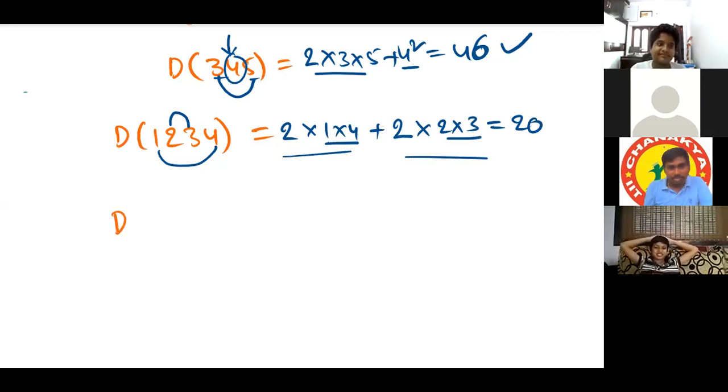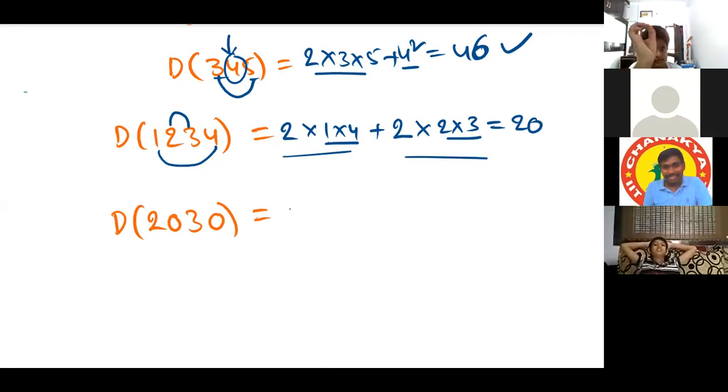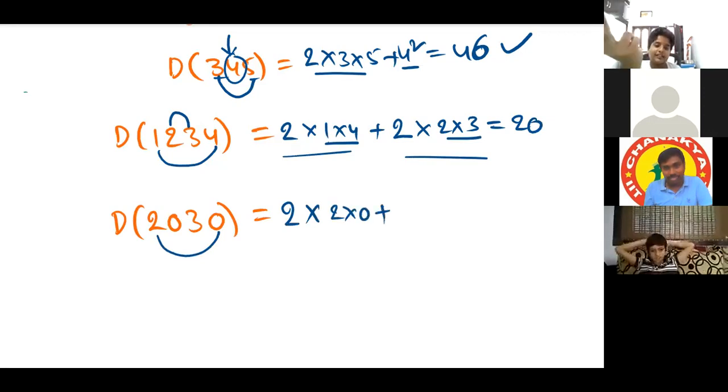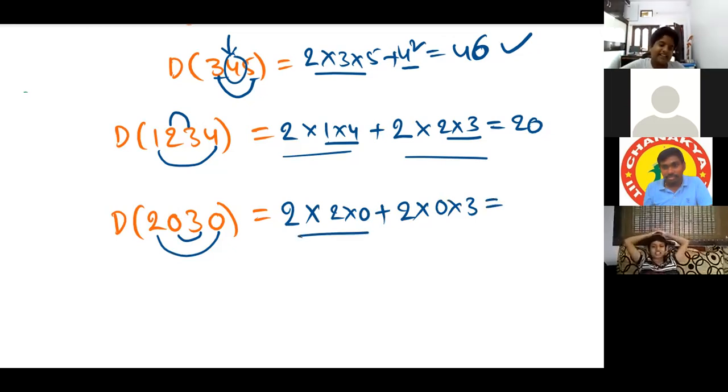Now tell me what is the duplex of 0, 3, 0? 2 times 0 into 0, plus again 2 times 0 into 3, and 3 into 0. It is how much? This is 0, this is also 0. Overall it is 0. Again it is a big 0.